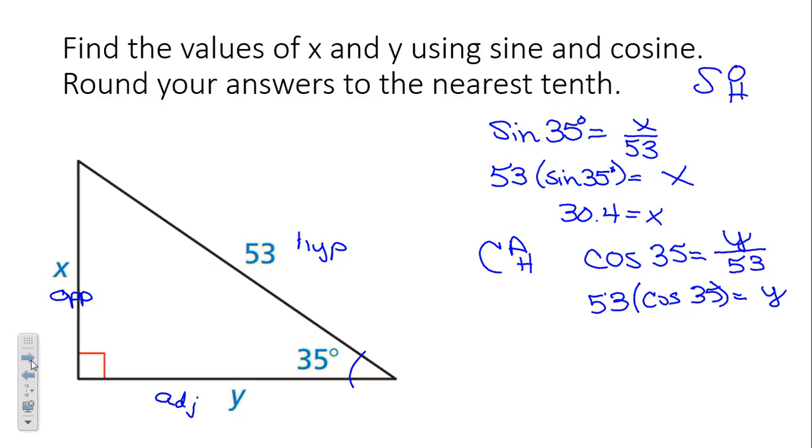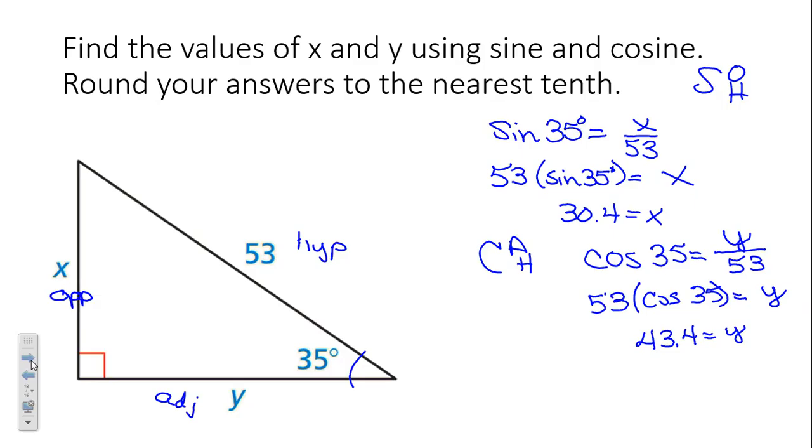To one decimal place, did you get 43.4? Okay. So see which parts you have, and away you go. I got 43.4.